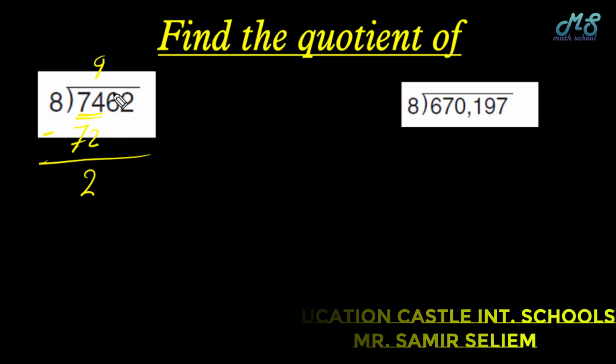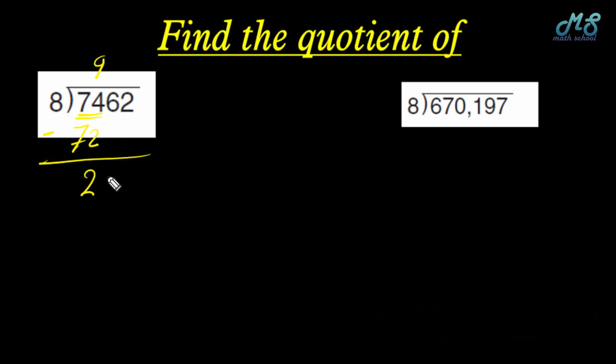What's next? Just bring down the next digit, which will be 6. Now 26 divided by 8 equals what? Yes, you have to try 3. 3 times 8 equals 24. Now subtract. 26 minus 24 equals 2. The difference is 2. Now bring down the next digit, which is 2. Now 22 divided by 8 equals what? Ask yourself. If you try 3, it will be 24. It's greater than 22. Now, mister, you have to try a number less than 3, which is 2.